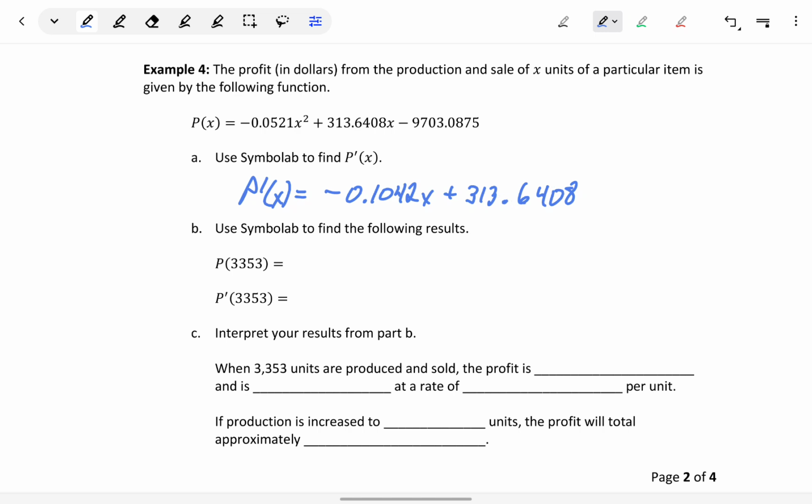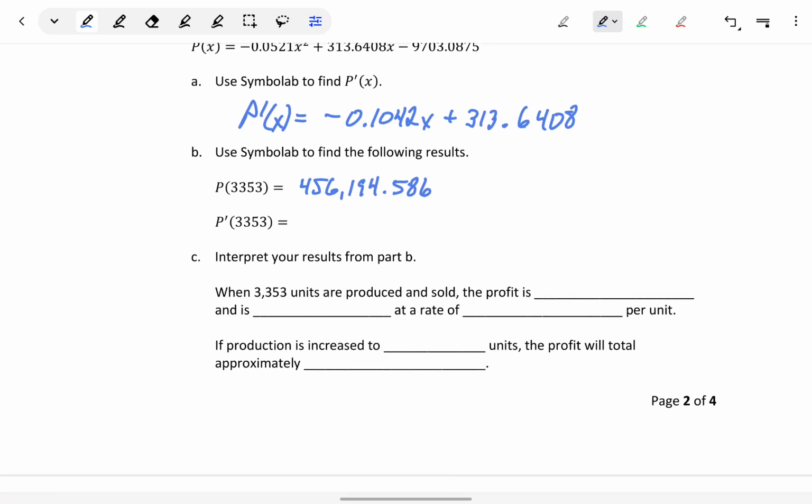Evaluating the original function at 3,353 would give us a result of 456,194.586. And evaluating the marginal profit function, P prime, at that same X value, should give us negative 35.7418.